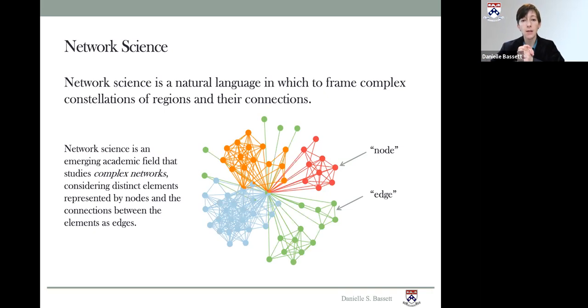Well, I think that this is really where network science has a huge role to play in helping us to understand the organization of the brain and how it provides for and supports the kind of cognition that we have. So network science, as you all by now probably know, is a natural language in which to frame complex questions about complex constellations of regions and their connections. So it's an academic field that studies complex networks, from social networks to technological networks to networks in physical systems.